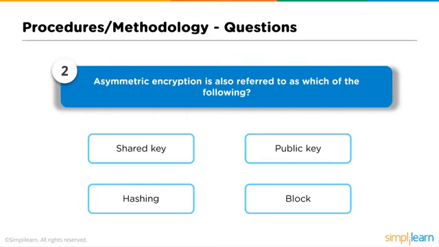So asymmetric encryption is also referred to as which of the following: shared key, public key, hashing key, or block key? Based on the topic that we have discussed and what you would learn from the ethical hacking perspective, you will know that this is also known as a public key methodology.